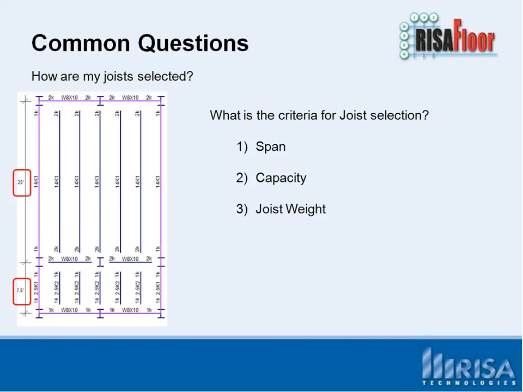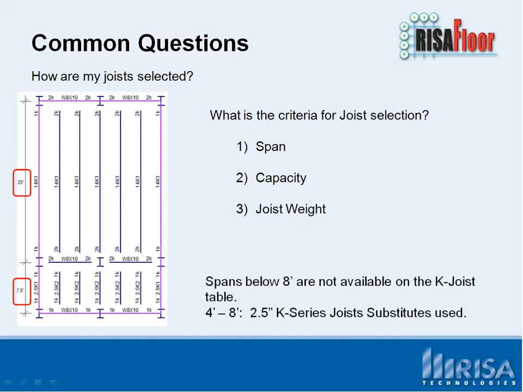On this one here, we have a 25-foot span, so we picked out a 14K1. We also need to meet the capacity. That's the number two thing there. We have to make sure we hit the capacity for that span. And then lastly, we're going to make sure that we hit the right joist weight. So we're going to try to optimize your joist weight and bump through and find the best weight for your joist.